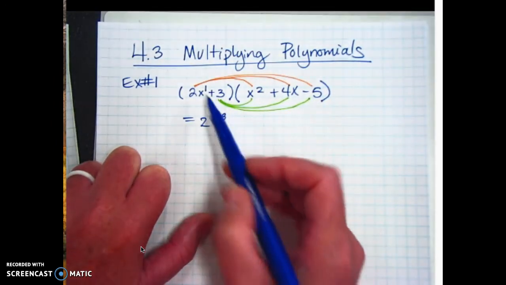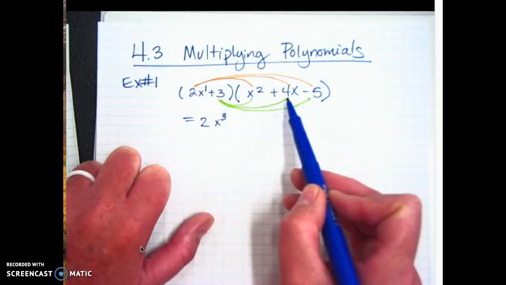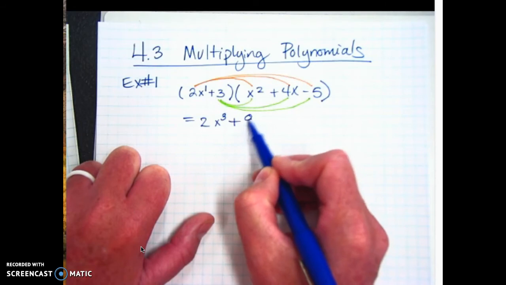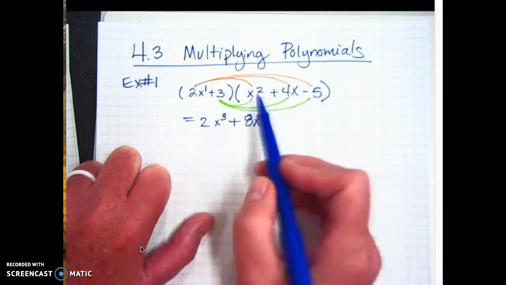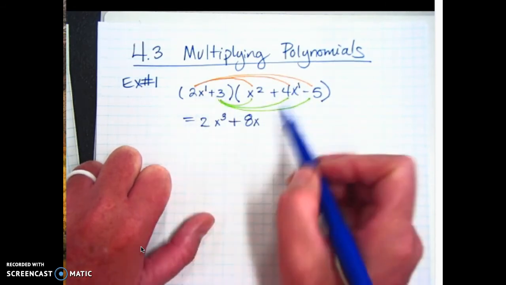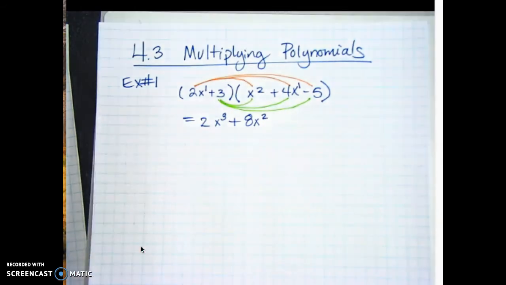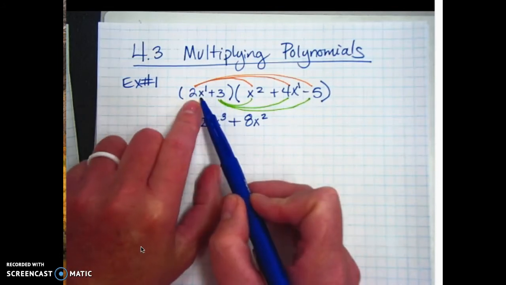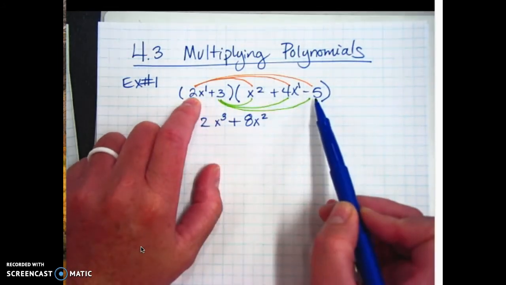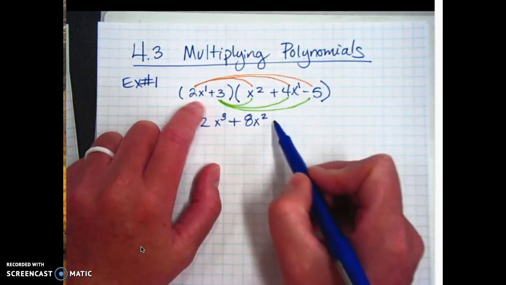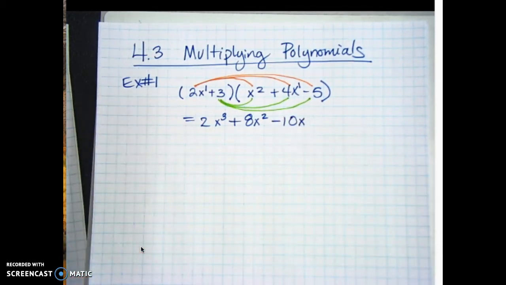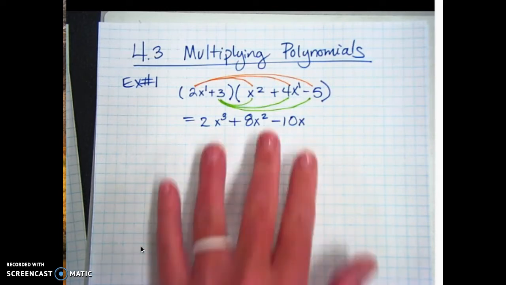All right? Then we're going to multiply 2x times 4x. So multiply the coefficients. 2 times 4 is 8. Same base of x. Add the exponents. The 1 and the 1 is 2. So the second term is 8x squared. Then we need to multiply the 2x times the last term. So 2x times negative 5 is negative 10x. So we have our first 3 terms.